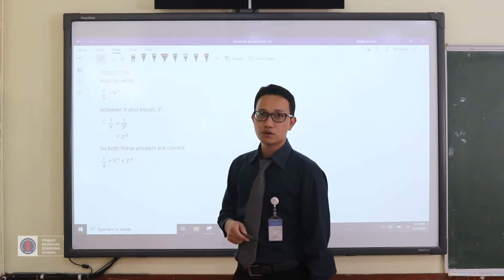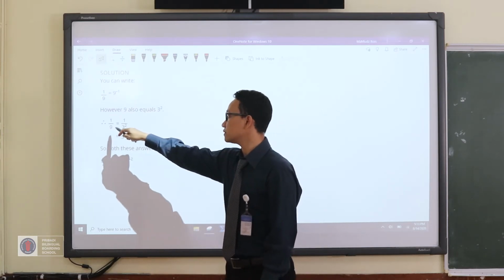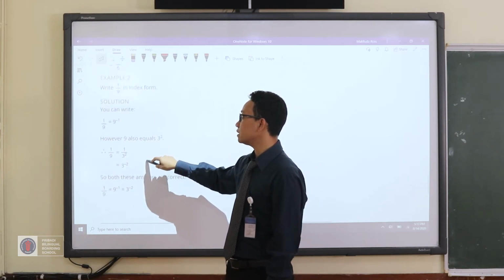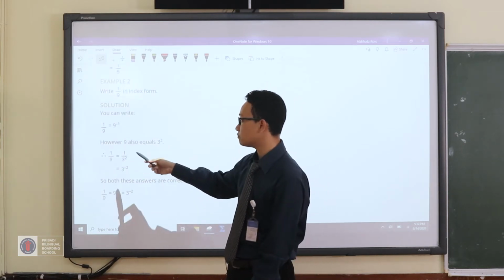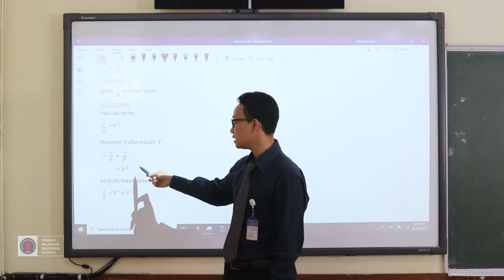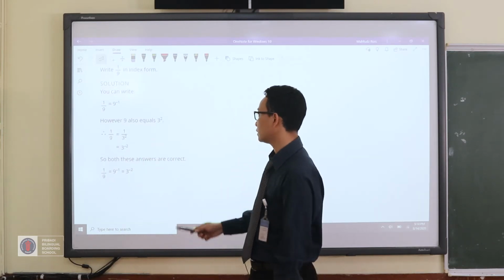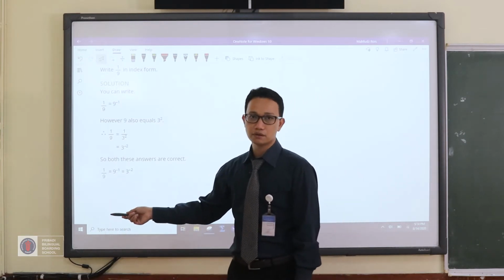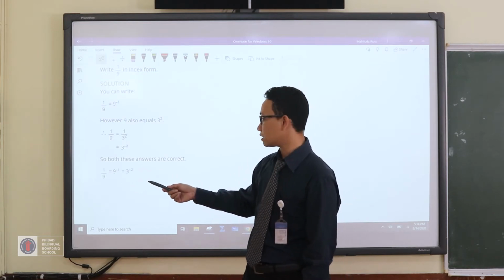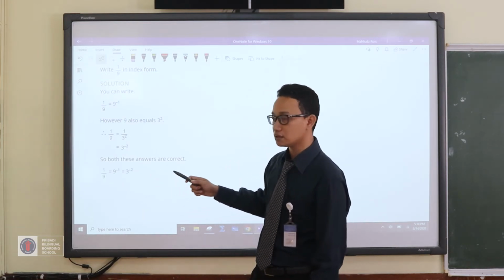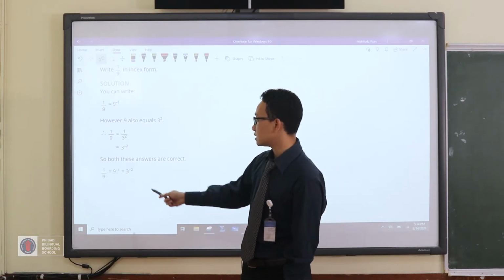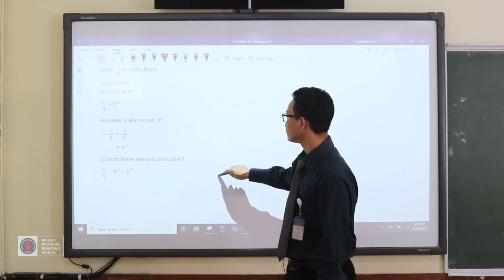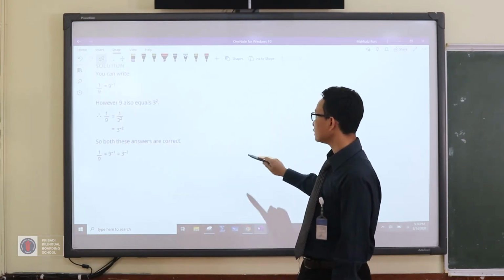So 1 over 9 equals 1 over 3 squared, because we rewrite 9 as 3 squared. So at the end, since we want to find the index form of 1 over 9 or 1 over 3 squared, it will be 3 to the minus 2. So both these answers are correct. Writing 9 to the minus 1 power or 3 to the minus 2 power is correct. We just simplify to the smallest factor. Okay, and then what next?